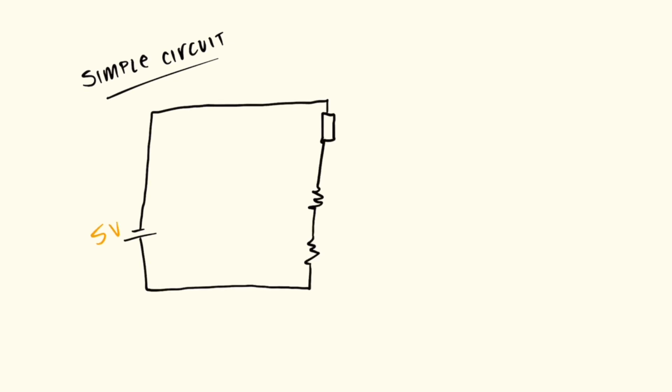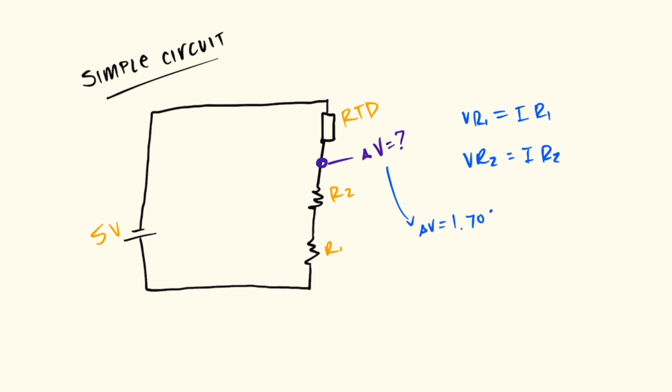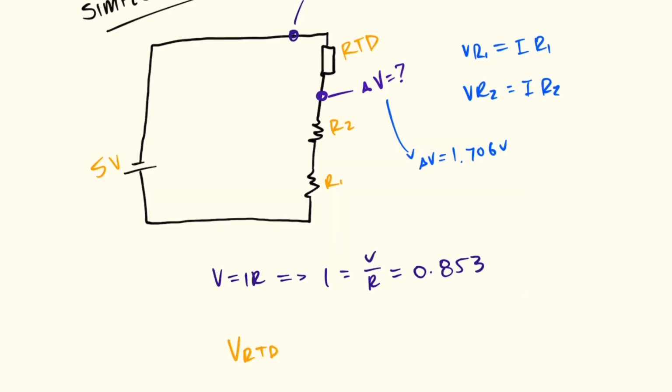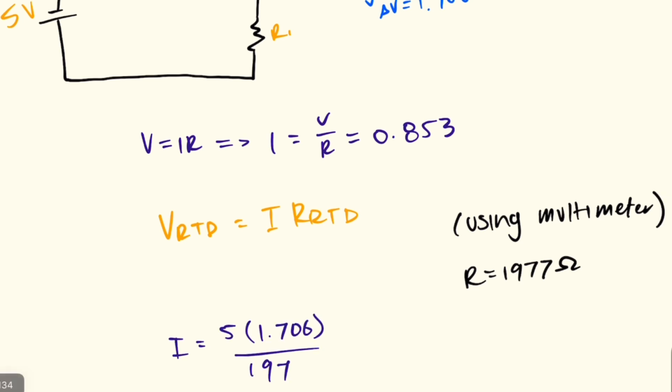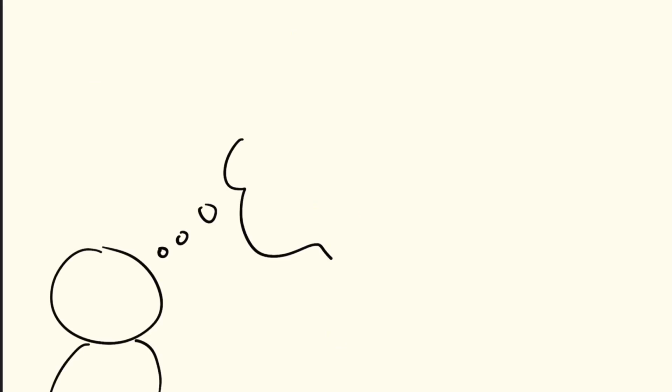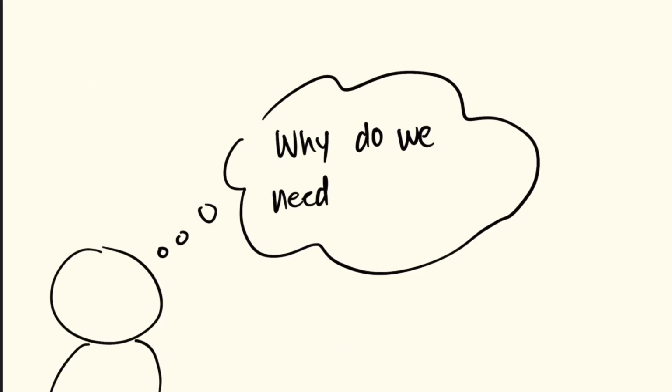In the circuit, we have R1 and R2, and we want to find what the voltage is in between that point before the RTD. We can use Ohm's law, and of course I already did this in class, so I got that voltage to be about 1.7 volts. And we'll need to find what the current was, and the current was about 0.85 amps. But we want to find what the current is in the RTD, so we can just use Ohm's law again, and using a multimeter, I found what the resistance was, and I got my current to be about 0.0016.